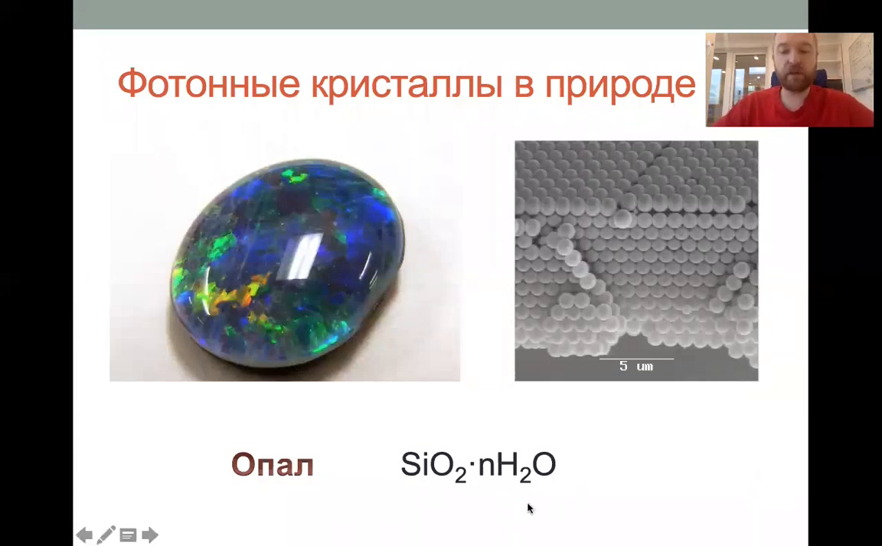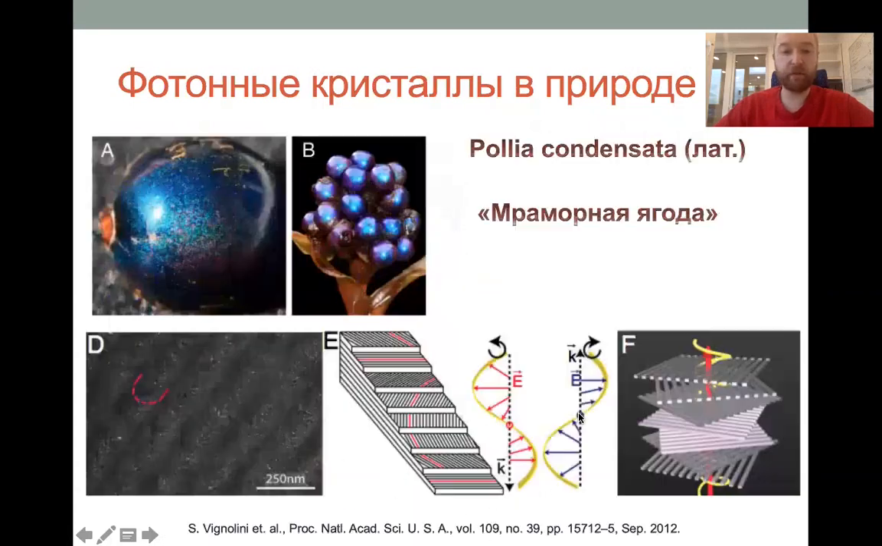And opal, this is the chemical formula of opal. It's just a glass with some atoms of water. So this is another very beautiful example. This is a berry, called marble berry, in Russian, мраморная ягода. See, this is also a beautiful color of this berry. It looks like a real stone, not like a berry.